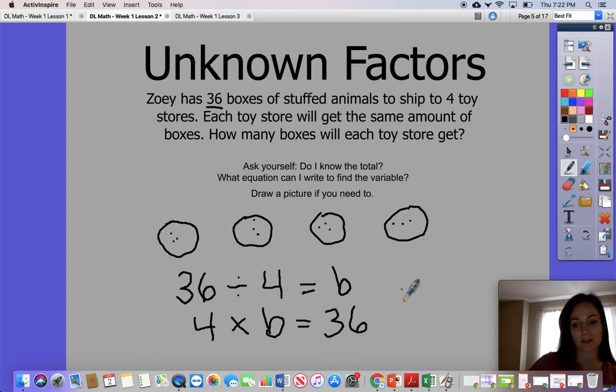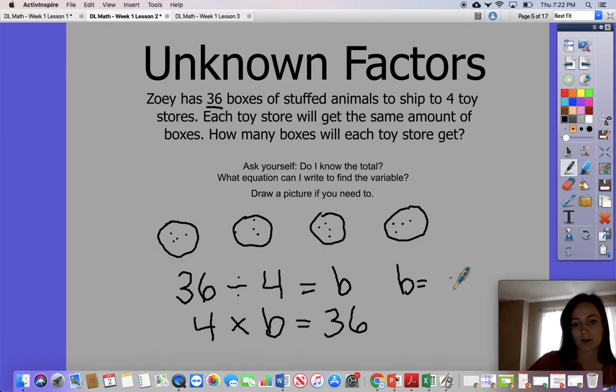We've been practicing our math facts a lot lately, so hopefully you have this down pat in your head, or you can sing the song that we've been practicing over the last couple of months, okay? Or if you need to, draw the picture, right? I went 12, 13, 14, 15, 16. I could keep going until I get to 36. But if I know my facts, 4 times 9 is 36. Okay, so B equals 9.